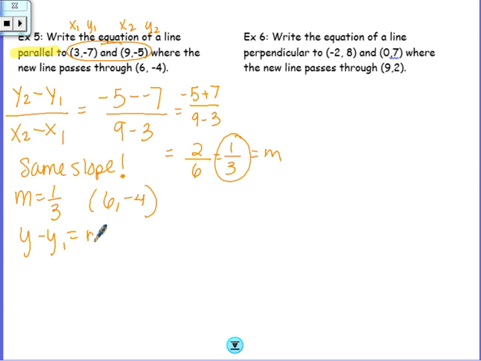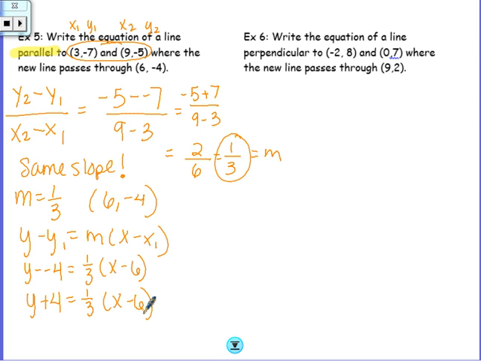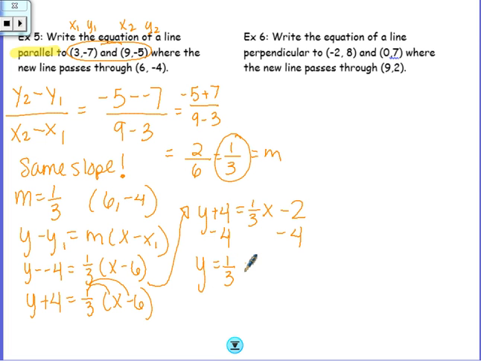So we have a point and a slope. y minus y1 equals m times x minus x1. So we have y minus -4 equals 1/3 times x minus 6. We know two negatives become a positive. Now I can distribute. We have y plus 4 equals 1/3 x, and 1/3 times -6 is -2. When I subtract 4, I get y equals 1/3 x minus 6. My original slope was 1/3, and my final answer has a slope of 1/3, and it passes through the point (6, -4), with a y-intercept of -6.